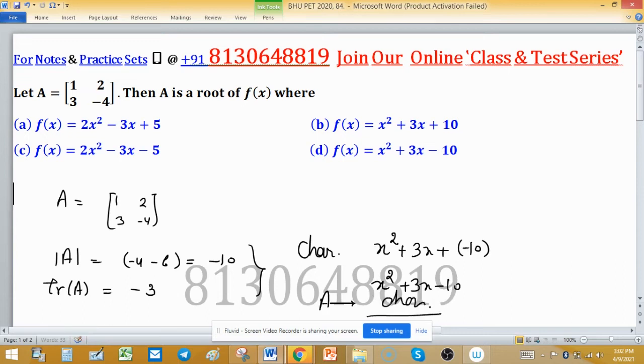This is by the mathematician Cayley, so this theorem is known as the Cayley-Hamilton theorem. It means A square plus 3A minus 10 times identity will give you the 0 matrix. It means matrix A satisfies this one. So option D is correct.